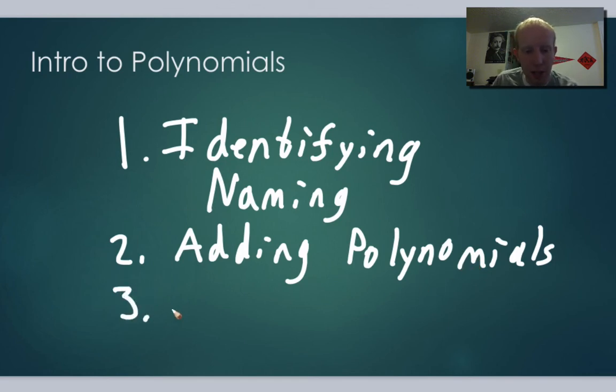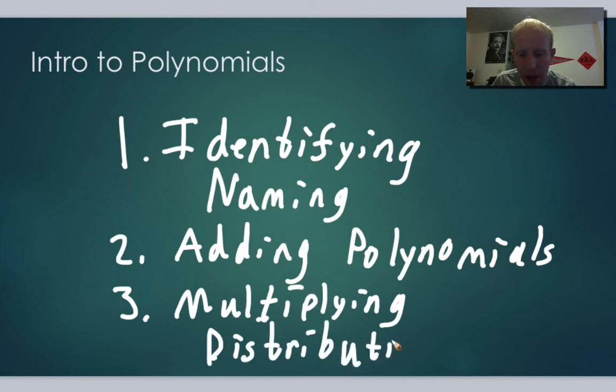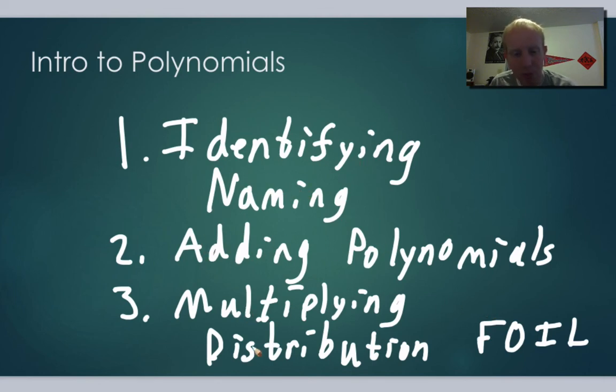And the last thing we did was multiplying. We looked at both the distribution method for single terms, and then, more commonly, the FOIL method for two terms. So there we go. Identifying and naming, adding polynomials, and multiplying and distributing. That's a lot of ground to cover, but it will give us a good foundation for when we want to do factoring. Hopefully that all made sense.